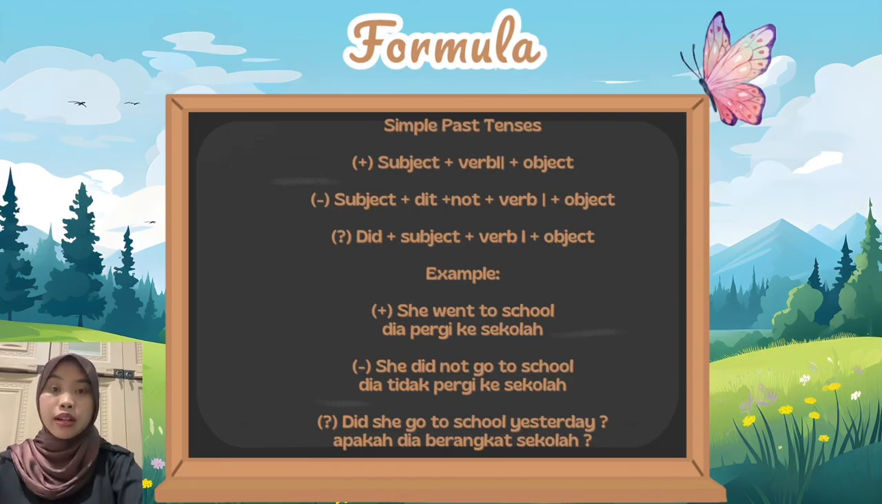So remember, first, use verb 2 in positive sentences. Second, use did not plus verb 1 in negative sentences. And third, use did plus subject plus verb 1 in questions. Understanding these patterns will help you speak and write about the past correctly.